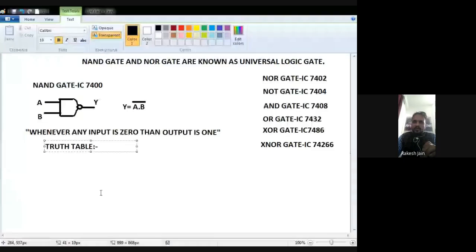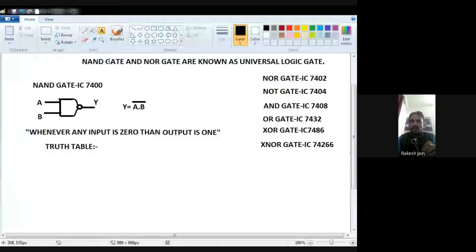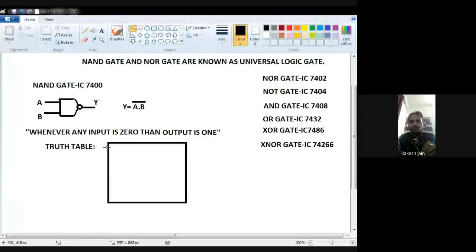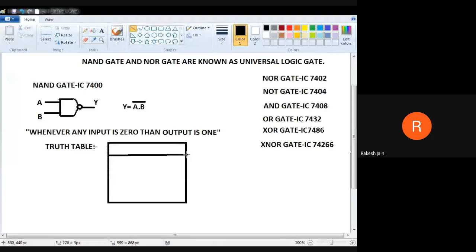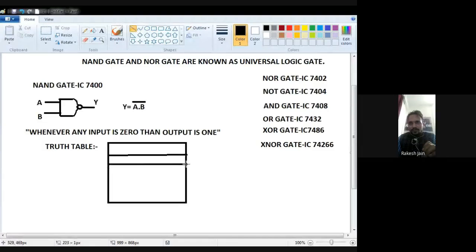Now we talk about the characteristics table, the truth table. Now we talk about the truth table of the NAND gate. What is the truth table? We will see in all logic gates the IC number, symbol, equation, definition and truth table. In a truth table we represent the input and output. See very carefully, with the help of the definition we can easily draw the truth table.